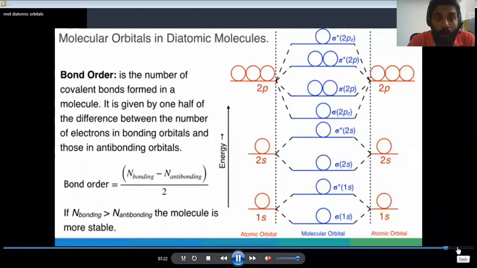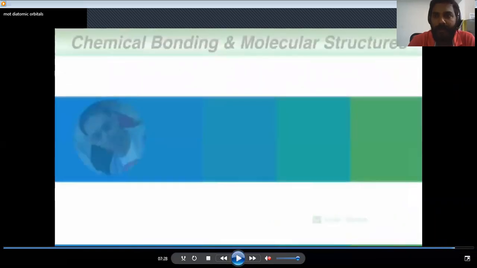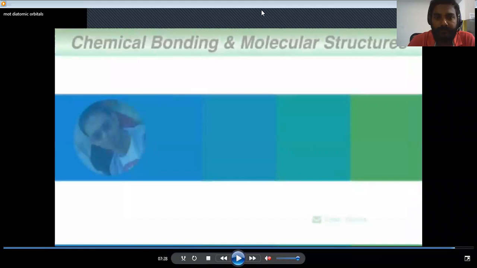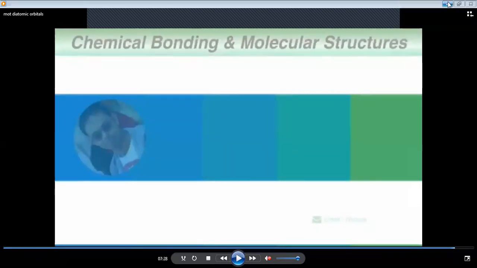This is the molecular orbitals in diatomic molecules like O2. This is the important one. Another examples, we will discuss different types of diagrams. O2, how to calculate it. We will see O2, N2, F2.